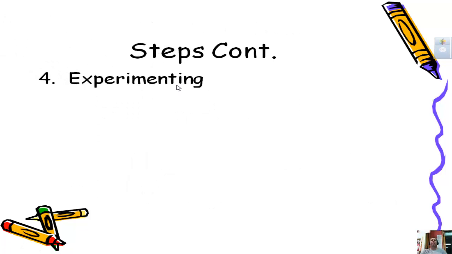Step 4 is your experimenting. That's when you go to the back of my room and actually do your experimenting. Get out the Bunsen burner, warm things up, take chemicals, and pour them into one another.